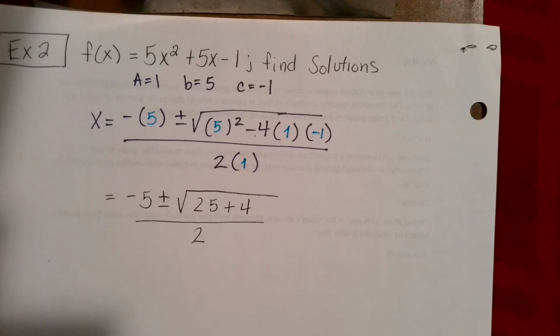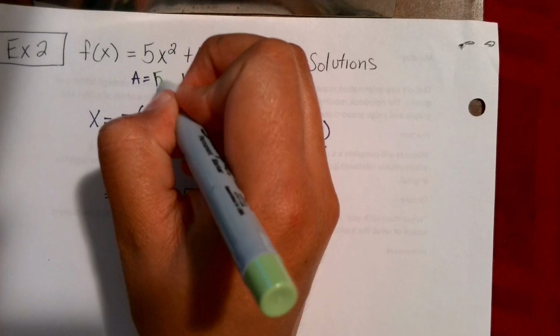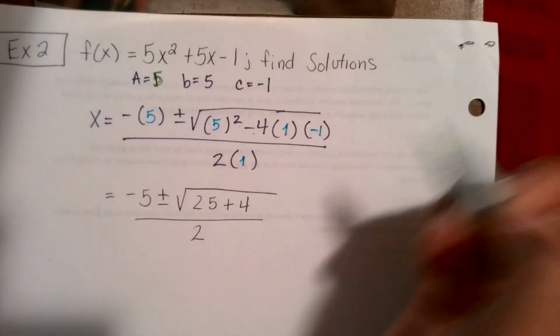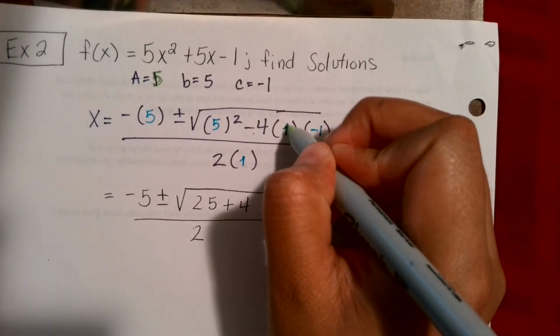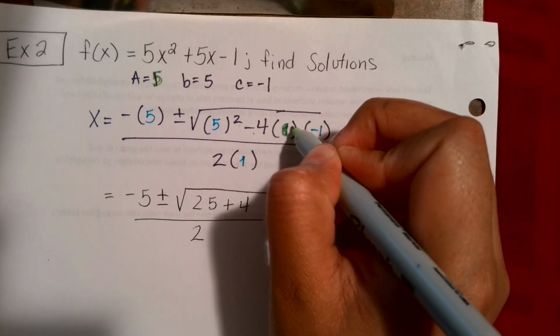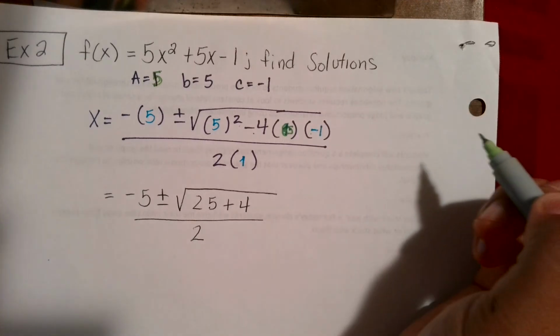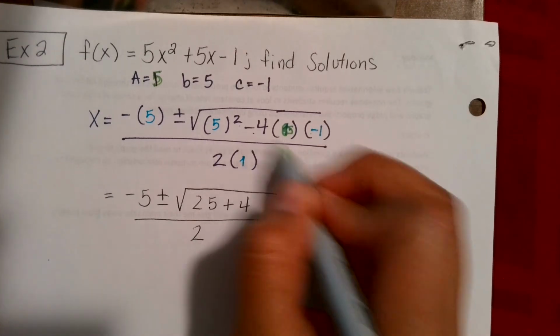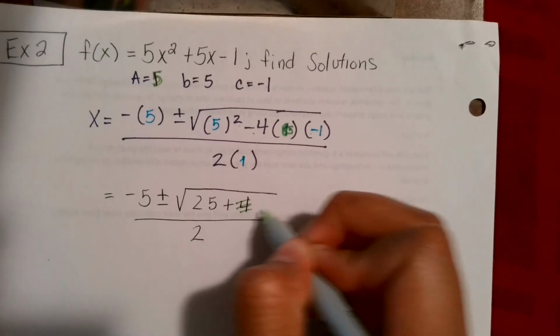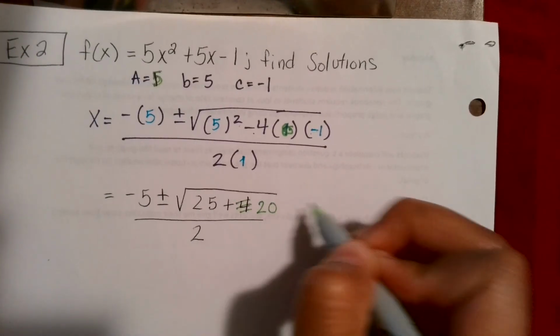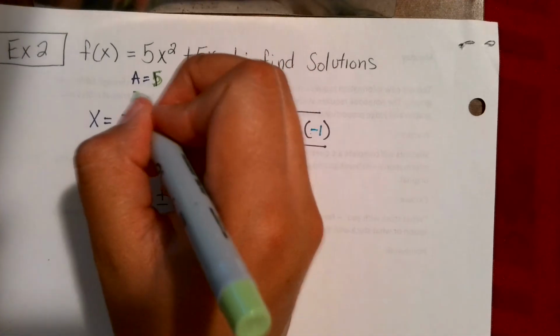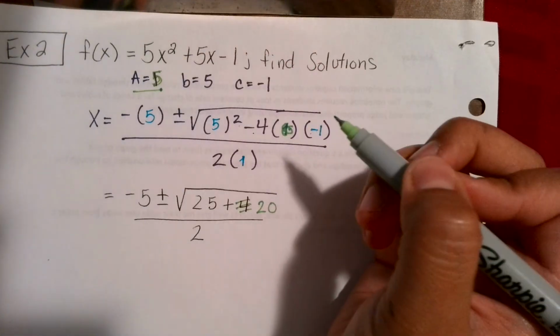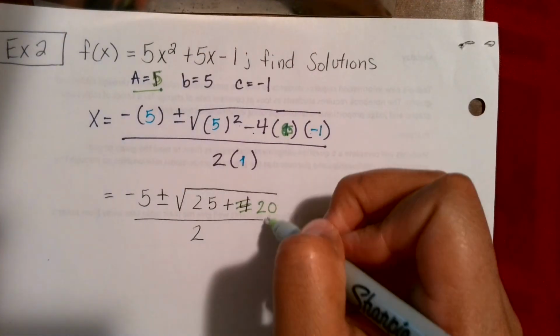And I just realized I made a mistake. My A is not 1, my A is 5. There we go. I knew there was something wrong with this. So that means that this is not 1, this is 5. Okay. So that means that over here, this is not 4, this is 20. Okay, because my A was 5. I don't know why I put 1. So that's 4 times 5 is 20.